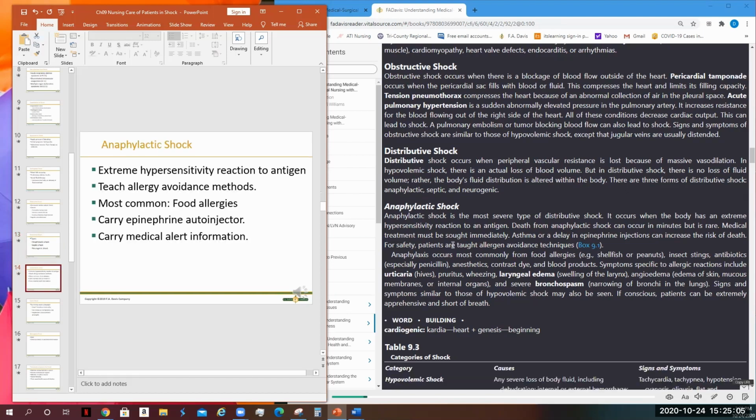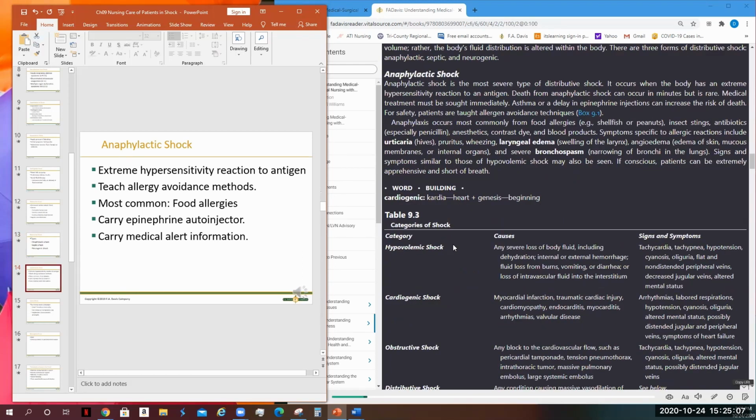Anaphylactic shock is the most severe type of distributive shock. It occurs when the body has an extreme hypersensitivity reaction to an antigen or allergen. Death from anaphylactic shock can occur in minutes, but it is rare. Medical treatment must be sought immediately. Asthma or a delay in epinephrine injections can increase the risk of death. For safety, patients are taught allergen avoidance techniques.